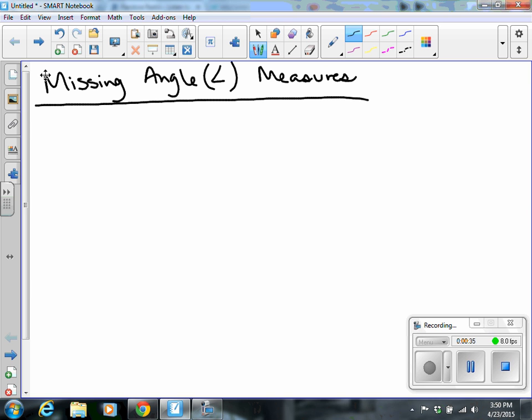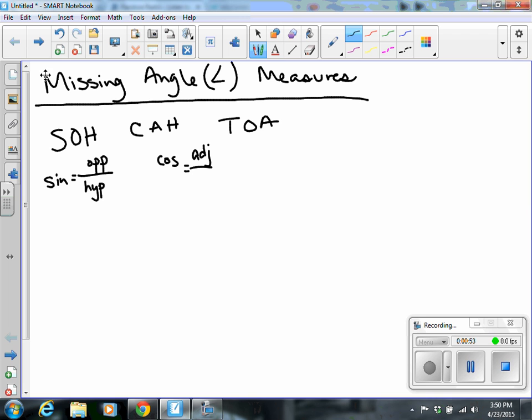So just as a refresher, we have SOHCAHTOA. Okay, so we know that sine equals opposite over hypotenuse. Cosine equals adjacent over hypotenuse. And tangent equals opposite over adjacent.